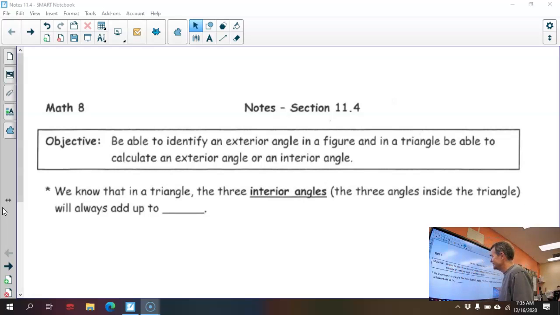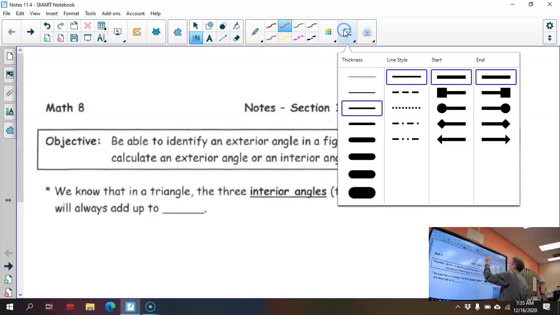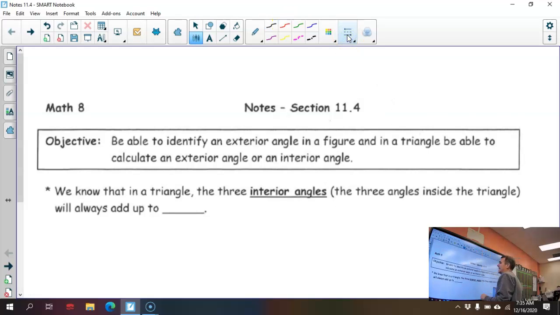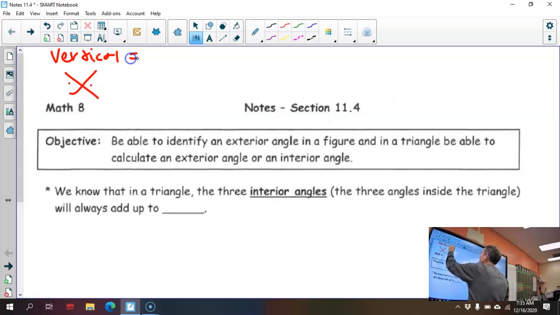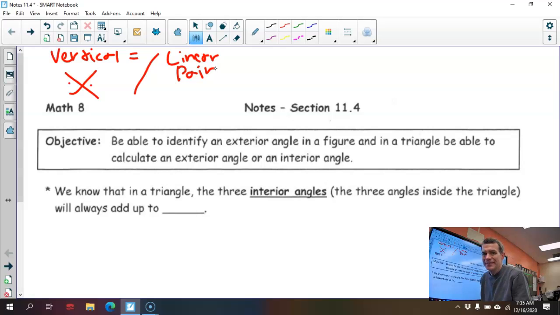Here we go. Up to this point in the chapter, we've learned a few important things. We have learned several pairs of angles and how they relate to each other. One thing we did was vertical angles. Vertical angles are like these two, when two lines cross, and they are equal to each other. And we also learned the hardest one for most people, and that is the linear pair.